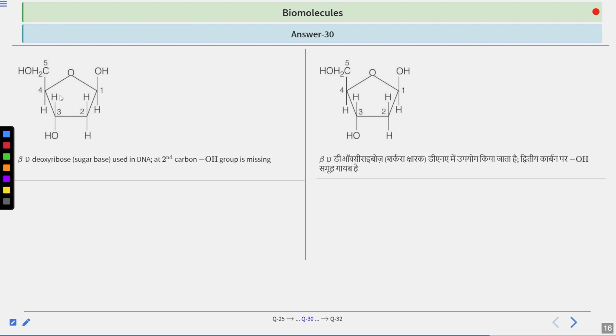While if you see the structure of beta D deoxyribose, which is also a sugar base but used in the DNA, you can see that at the first carbon we have OH and H. At the second carbon we have 2H. At the third carbon we have OH and H, and at the fourth carbon we have H, and the fifth carbon CH2OH. So this is the structure of beta D deoxyribose, which is used in the DNA structure. Now at the second carbon, the OH group is missing. You can see that two hydrogens are attached to the carbon at the second position, but in beta D ribose, the OH group is present at the second position carbon.